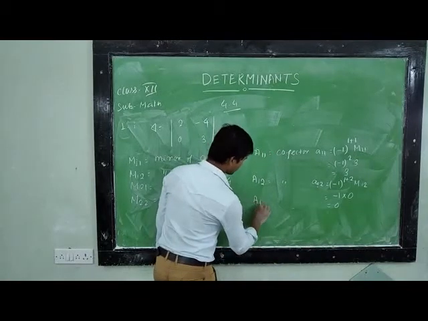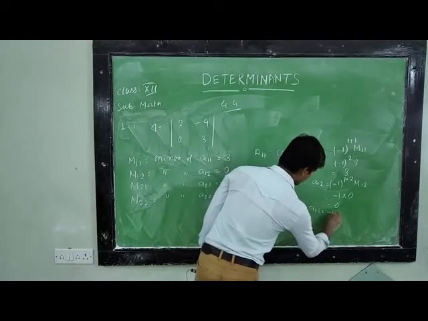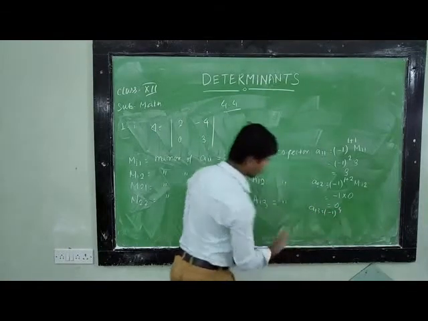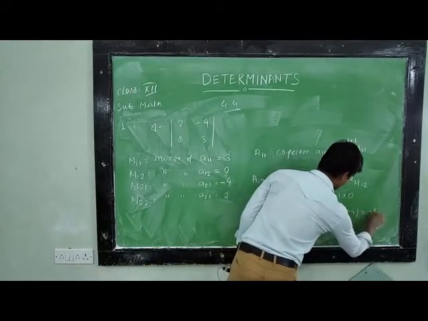Similarly, cofactor of A13 is equal to cofactor of the element 1, 3. So that is minus 1 whole to the power 1 plus 3 equal to 4, and that is minus 1 to the power 4. So that is equal to minus 4.